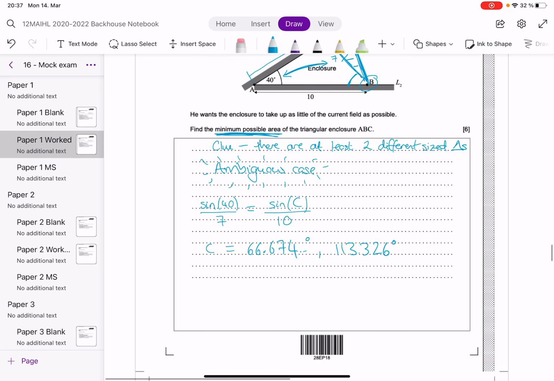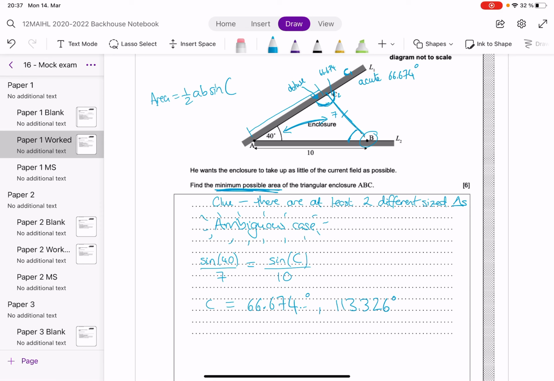Right, that is definitely the angle I want. Sorry, the triangle I want. I don't want this one anymore. Okay, so that one is 113.326. I can now find angle B. The 3 of them add up to 180, so I can find that one. And then I am almost home and dry. Half AB sine C, I'm going to do a half times 7 times 10 times the sine of B. I'll let you finish that one off.